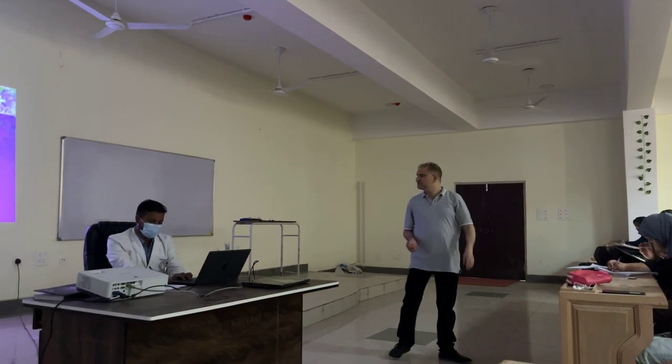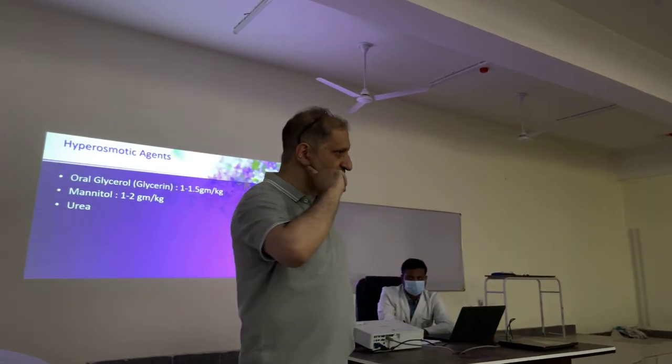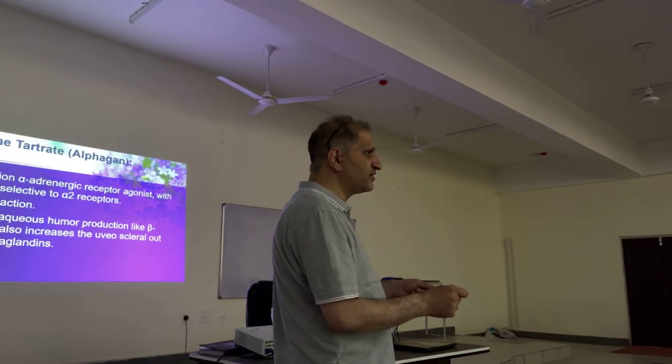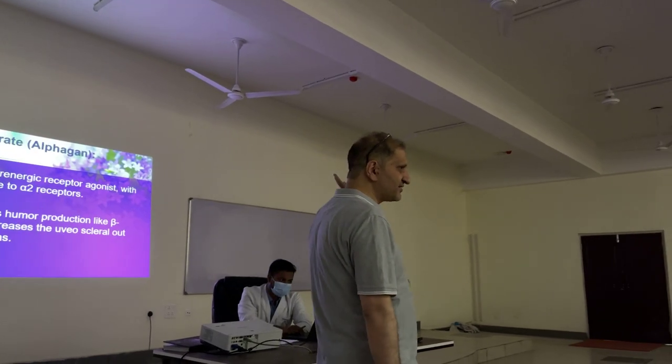Next, we have the hyperosmotic agents. But one thing I forgot to tell you about brimonidine, the alpha 2 agonist. I will repeat once more. They can be given in short procedures. Suppose you have to do an ALK or something, or you want an acute temporary decrease in IOP, in that condition brimonidine can be given. Even dorzolamide can be given in that condition.